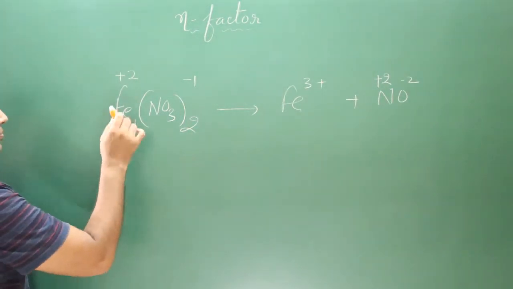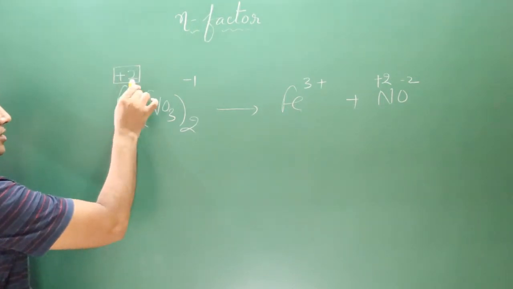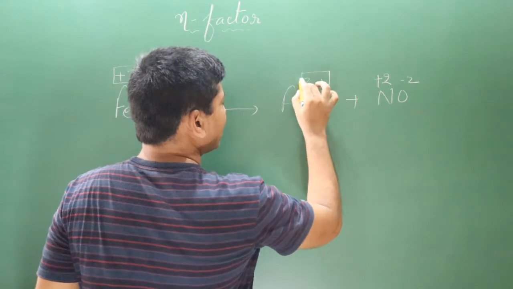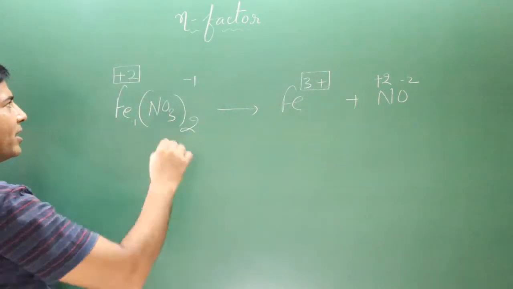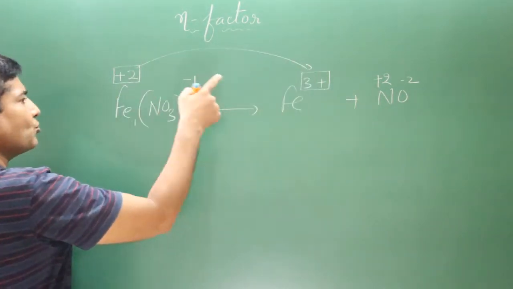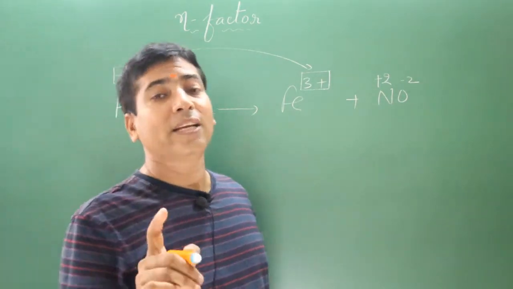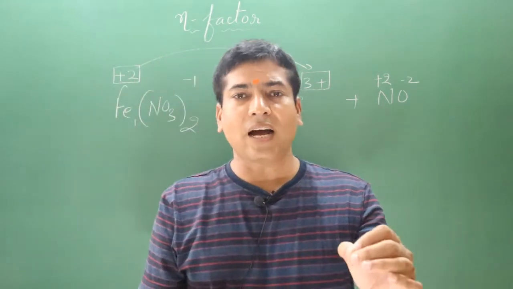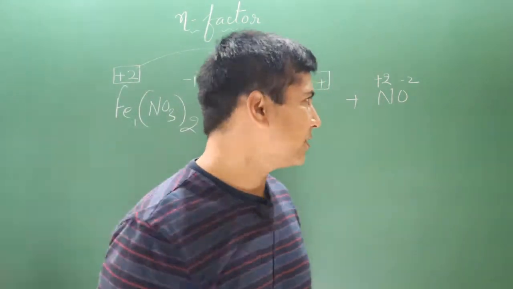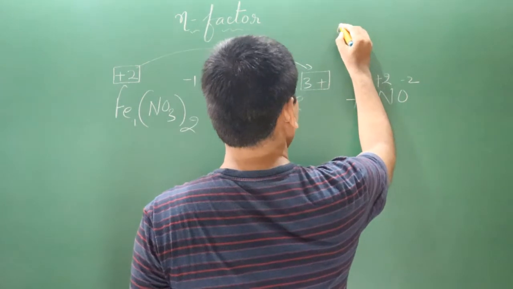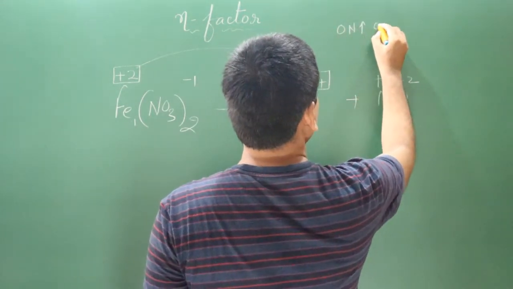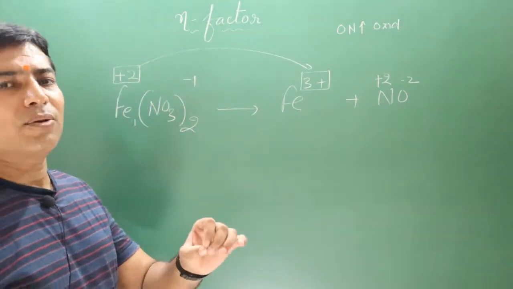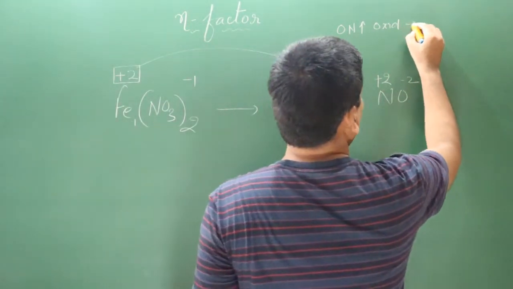Now pay attention very carefully. Fe is present in +2 oxidation number on the left side and in +3 oxidation number on the right side. We can compare the oxidation numbers: +2 to +3, an increase in oxidation number. In the previous lecture we learned that an increase in oxidation number is always an oxidation reaction, and in oxidation there is always loss of electrons.